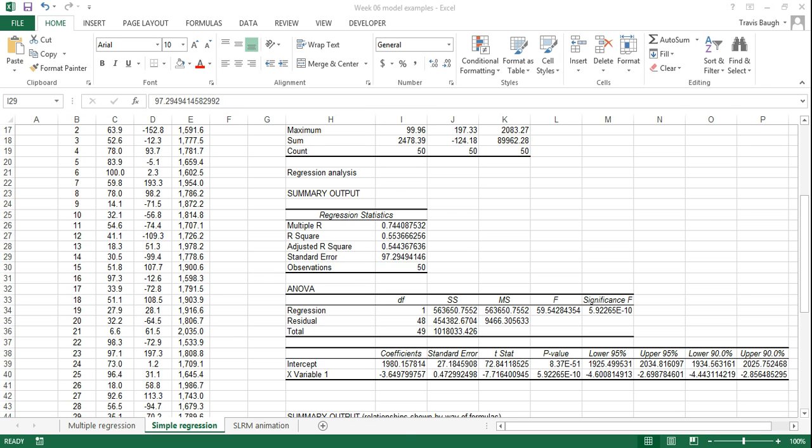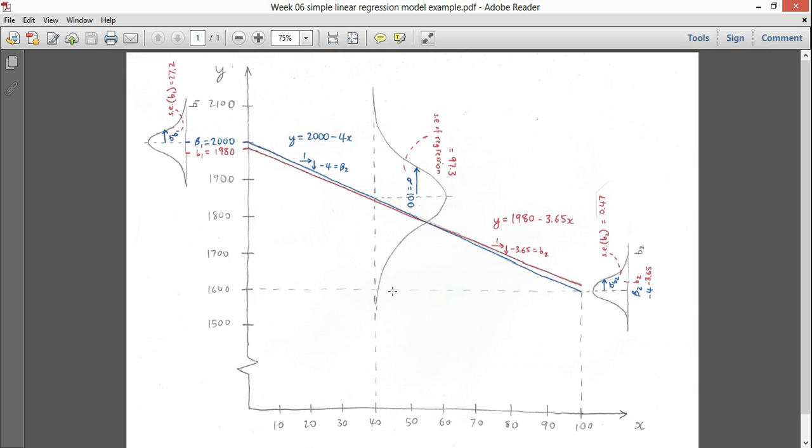I've drawn a graph of both the population model and the estimate derived from our sample of 50. So the blue line represents the population model. It has an intercept of 2000 and a slope of -4. And the red line represents our estimate of that population model using the sample of 50 that I randomly generated. It has an intercept of 1980 and a slope of -3.65, giving rise to this fitted model.